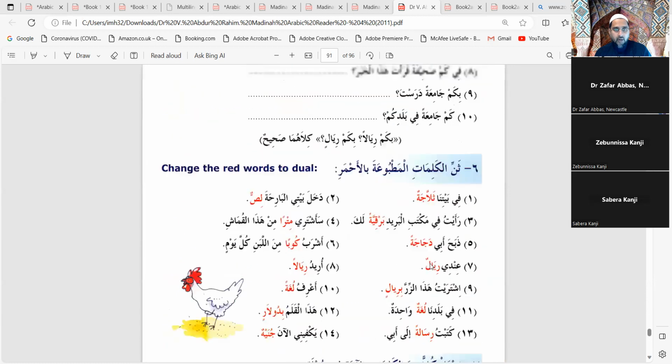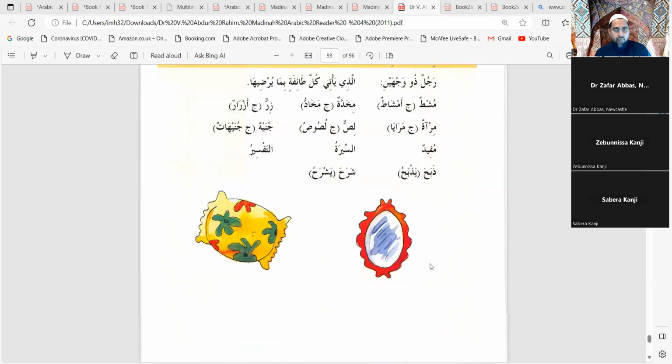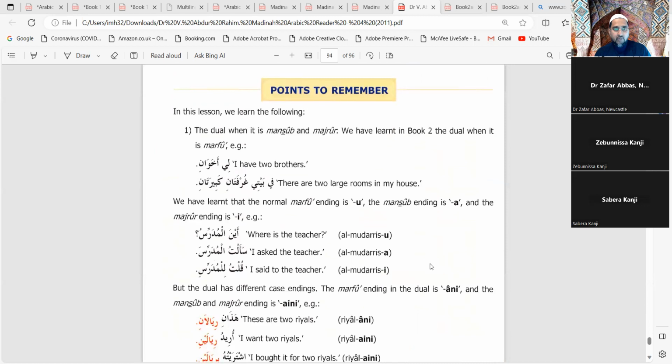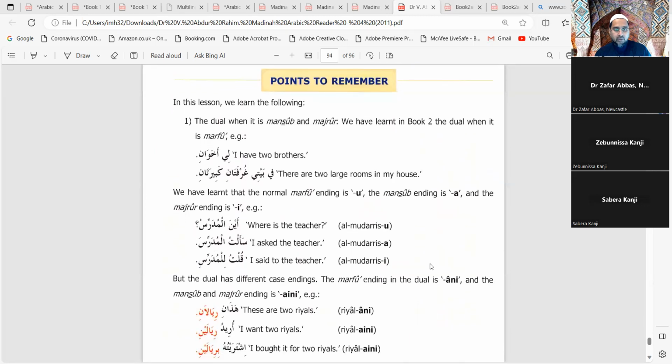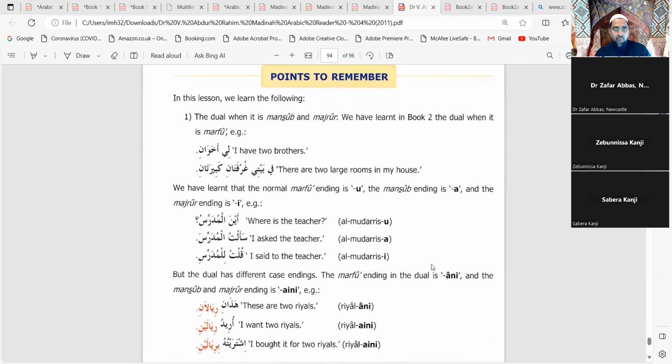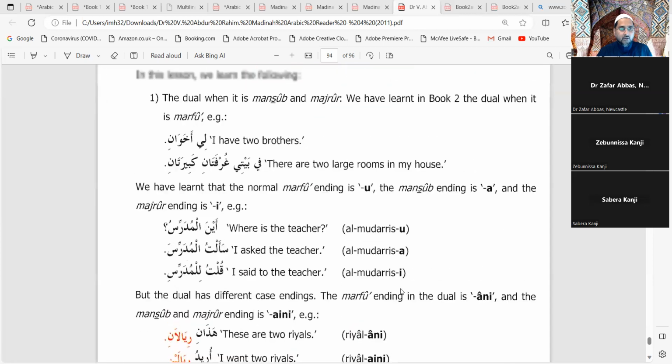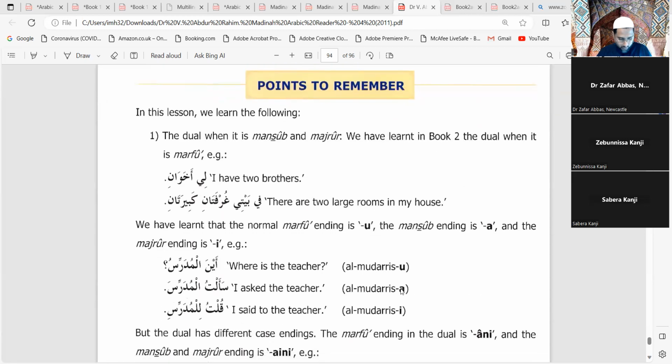Right, okay. Can I ask Sister Sabira Kanji to go through this lesson, please? So this lesson is talking about how to make the plural, the duals itself, and that will be the end of this lesson, inshallah. In this lesson, we learn the following.